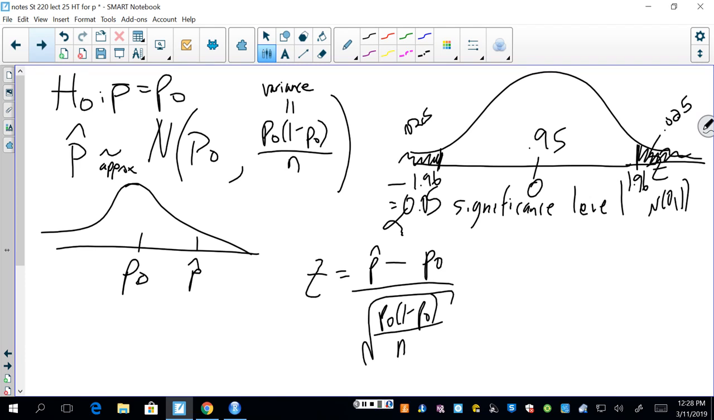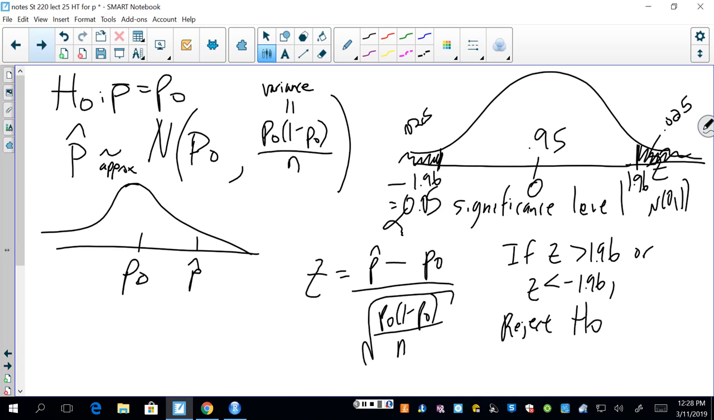Okay, another question: is p0 for the null hypothesis value? Yep, thank you. Right. So if our z value is greater than 1.96, or z is less than negative 1.96, we're going to reject the null hypothesis and conclude that p sub 0 probably is not reasonable, and should not be kept as a plausible value.